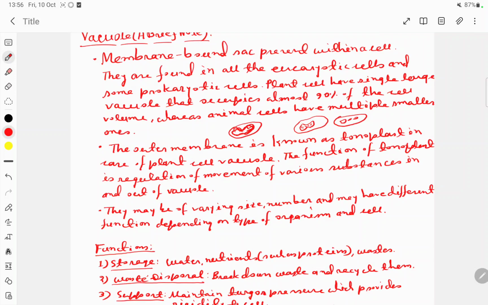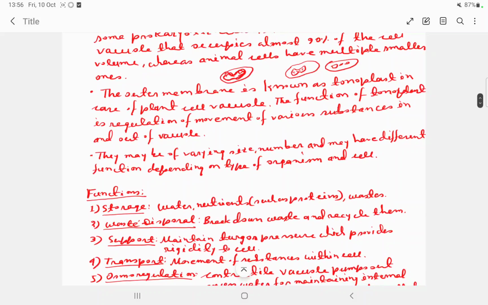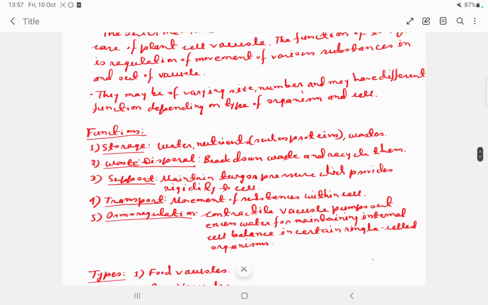Now the outer membrane of the vacuole in the plant cell is known as the tonoplast. The function of the tonoplast here is the regulation of movement of various substances in and out of the vacuole. They may be of varying size and number, and may have different functions depending upon the type of organism in which they are present and the cell type.